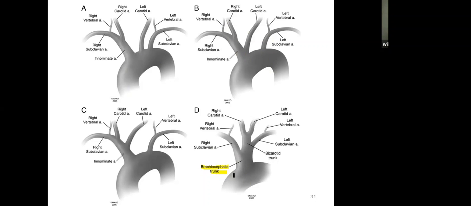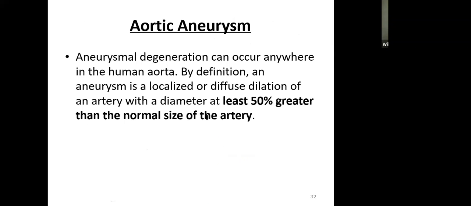Here, you've got everything branching off the brachiocephalic trunk. So you've got the brachiocephalic trunk giving rise to the right subclavian, a bicarotid trunk. So this is really a major one here because everything is all coming off one point. Very interesting, the differences. So significant ones for you would be things like aortic aneurysms.